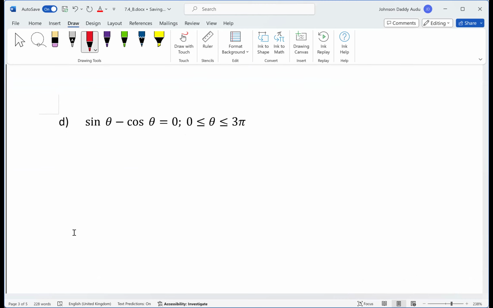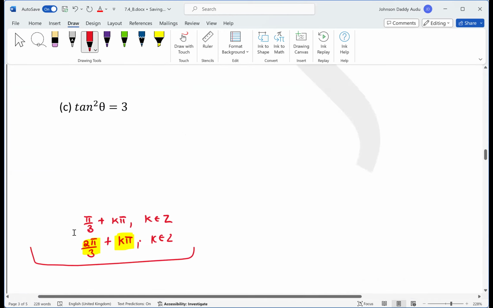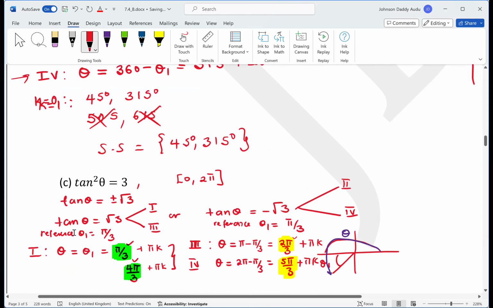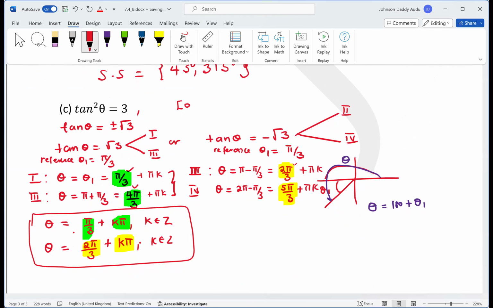Sine theta minus cosine theta is equal to 0. And theta now is between, I think for this one, do we have a restriction? Okay, there is no restriction here. So let's just remove this restriction. We can leave it in general.